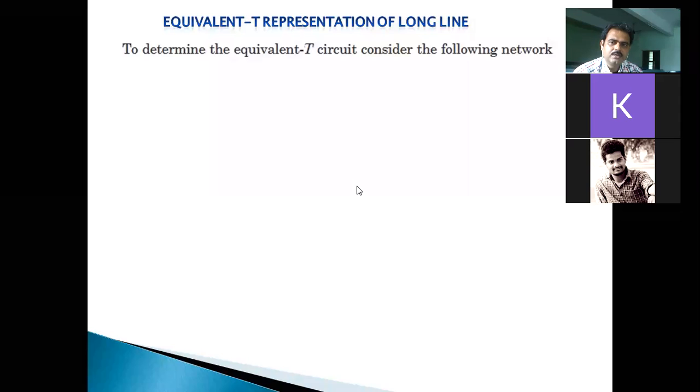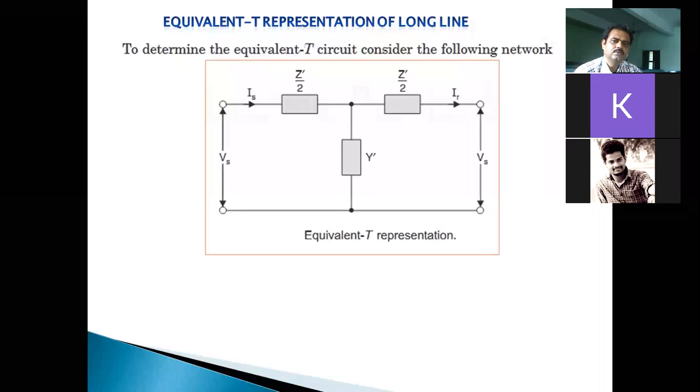Here, to determine the equivalent T, we have to first consider the following. Equivalent T means the total series impedance is divided into two halves. One is Z dash by 2, because these parameters are not lumped parameters, that's why I have used Z dash by 2. So the shunt branch parameter is Y dash.